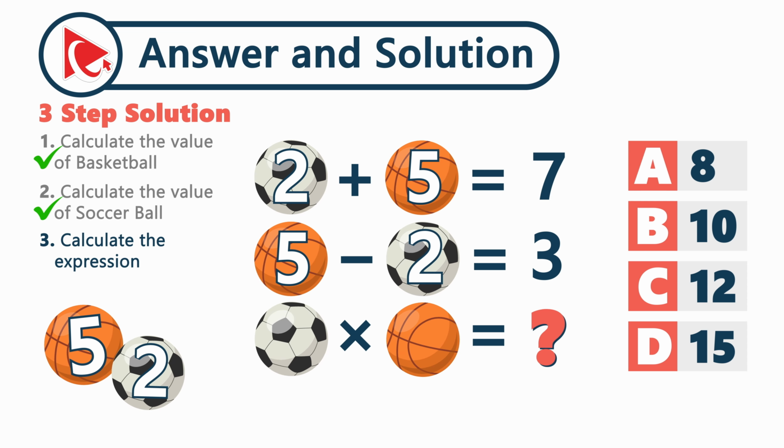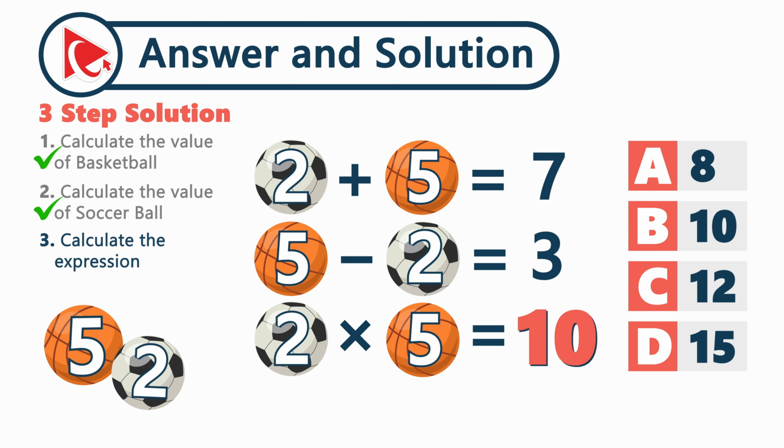Now we're ready to solve the original expression. Remember the one? Soccer ball multiplied by basketball equals question mark. Cool thing about what we know now is that we know the values of both soccer ball and basketball. Let's substitute them. 2 multiplied by 5 equals 10. So the correct answer here is choice B, 10.